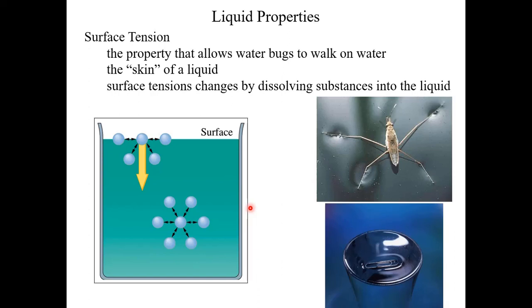In this section, we're going to be talking about liquid properties, and we're going to focus on two of them, surface tension and viscosity. First, surface tension is basically what's considered to be the skin of a liquid. And it's the property that allows water bugs to walk on water. So if you look at this, this is a water bug here.